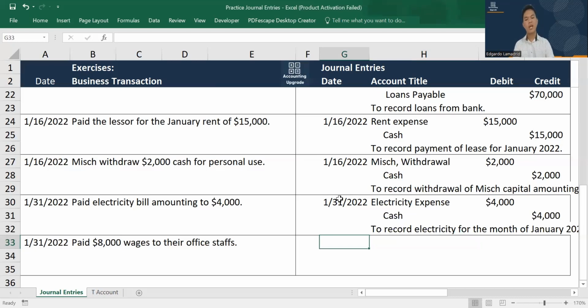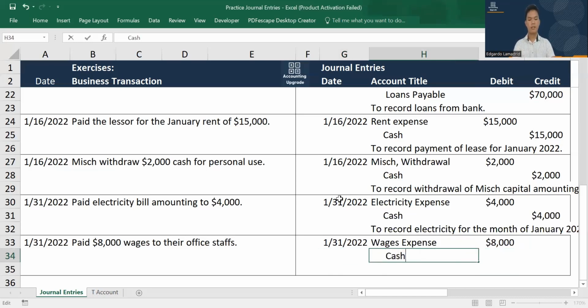2022. Alright, last practice statement. The last practice statement tells that the company paid $8,000 wages to their office staff. So let's identify in this transaction the debit side, which is the wages or salaries expense. Since we're going to increase the salary expense, let's indicate here a debit to the wages expense and the credit to cash again. Alright. And then let's put a description to this transaction, which is the record payment of wages for January 2022.